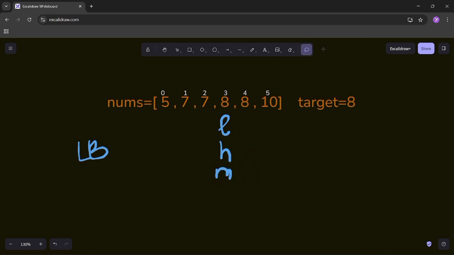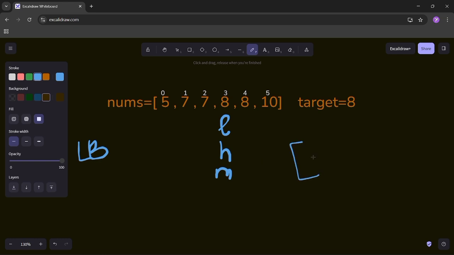And in this case, where my low and high overlap each other, we have to stop. And also we see that my mid is equal to 8, which is definitely equal to the target. Here we have to stop, and here we get the first occurrence of target in nums, which is going to be 3, right? So this is how, by applying lower bound, we get the first occurrence.